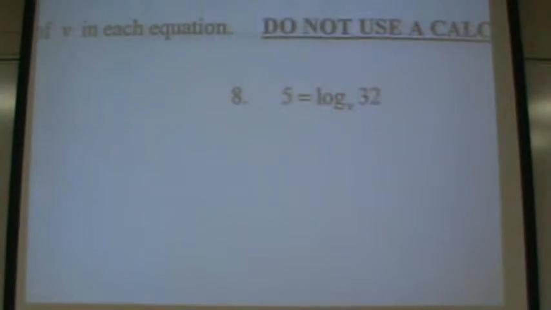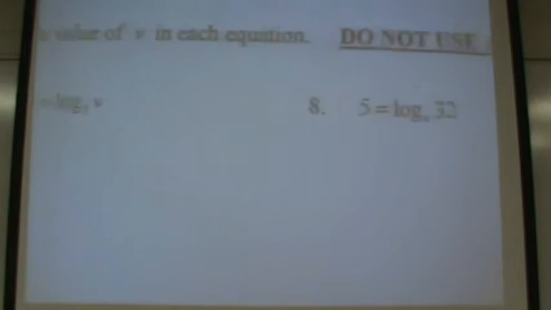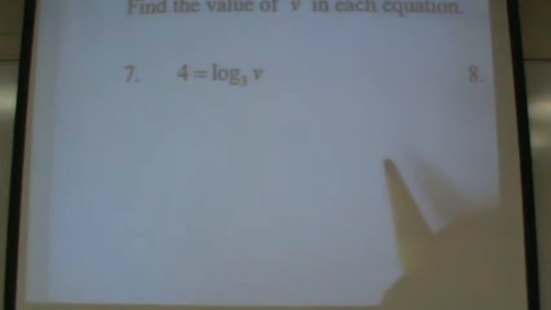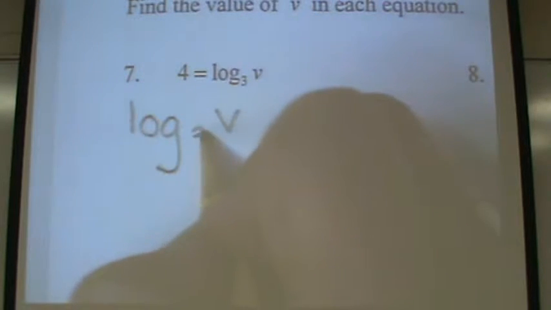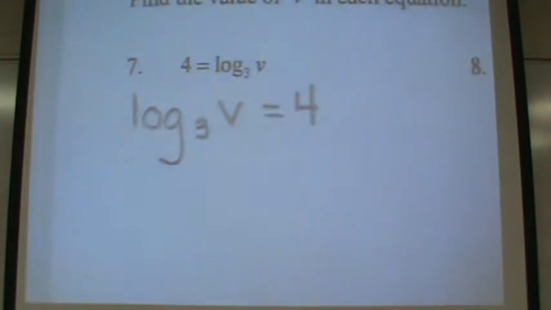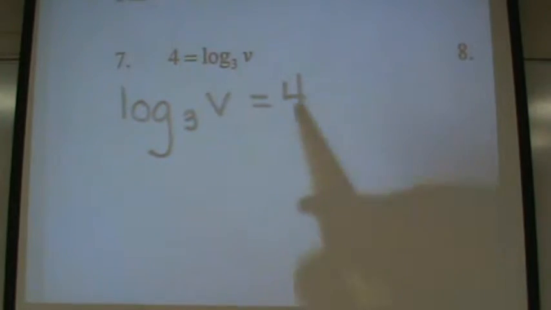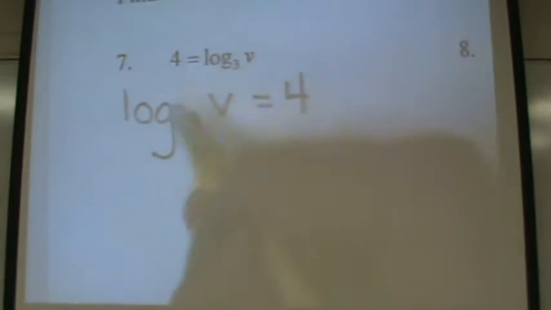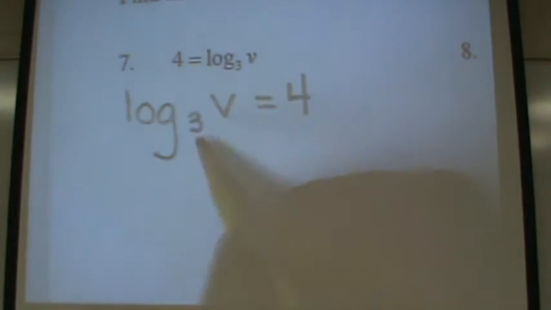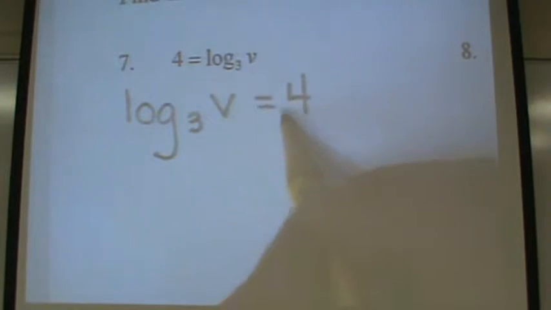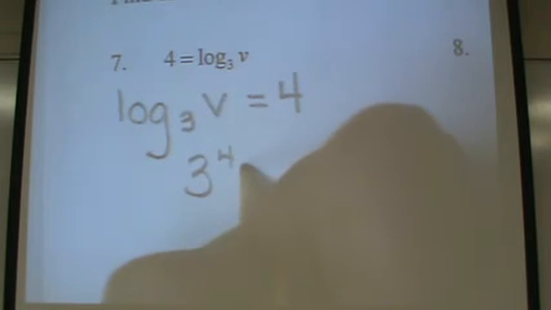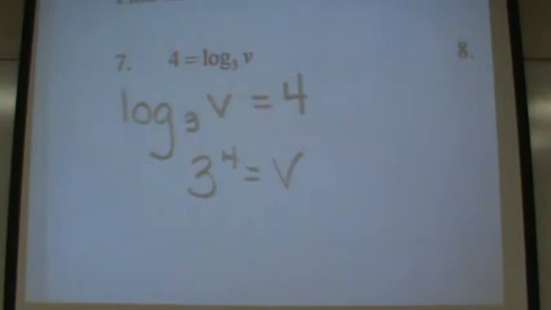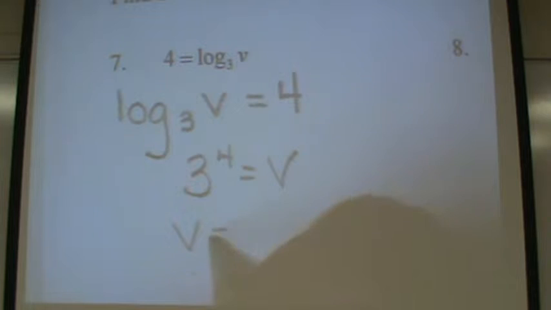Okay, now we've got 8 of these. So what you're gonna do is rewrite these. What are we trying to do? We're trying to solve for v. So I would rewrite these as exponential. I rewrote it left to right. This is read log of v base 3 is equal to 4. So how do you rewrite this in exponential form? 3 to the 4th power is v. Well, we know what 3 times 3 times 3 times 3 is. What is it? 81.